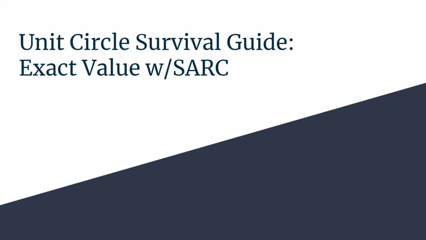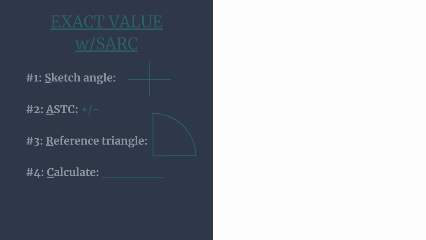In this unit circle survival guide, we'll find the exact value of cotangent of 19 pi over 6 using SARC. The SARC method is just an acronym, and you see the outline right here. It's a way to keep your steps in order so that you remember what to do and you're sure you don't miss any particular detail, because exact values really come down to paying close attention to the detail and not making a small error that throws off your answer.